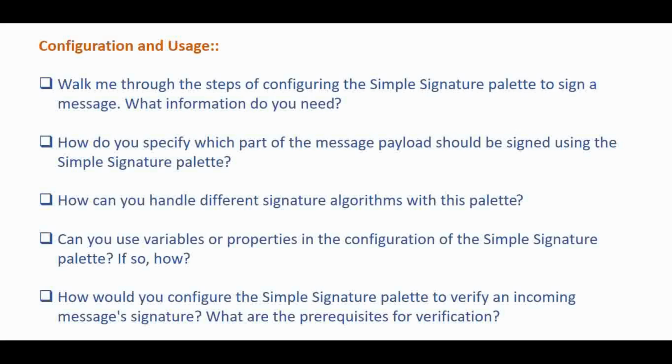Can you use variables or properties in the configuration of a simple signature palette? If so, how? So again, this is related to the second question: how do you specify the part of the message payload? So you can correlate that and try to answer that. Then how would you configure the simple signature palette to verify an incoming message signature? What are the prerequisites for verification? Again, it is a verification process.